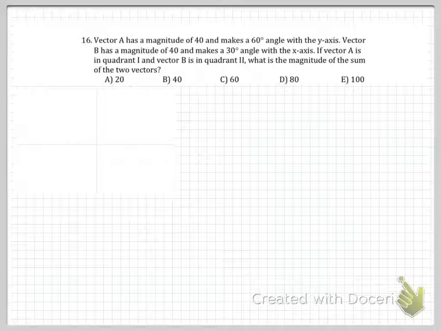Vector A has a magnitude of 40 and makes a 60-degree angle with the y-axis. Vector B has a magnitude of 40 and makes a 30-degree angle with the x-axis.